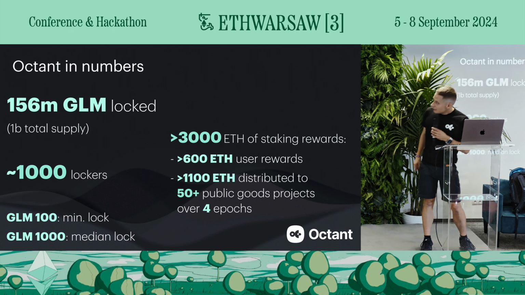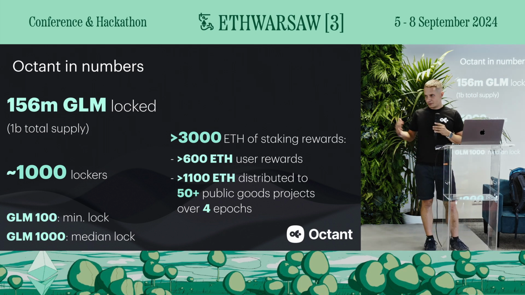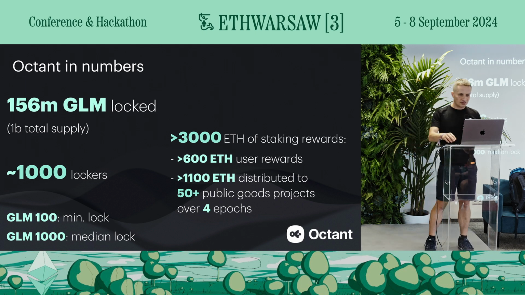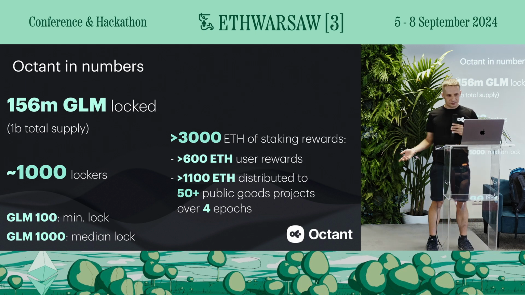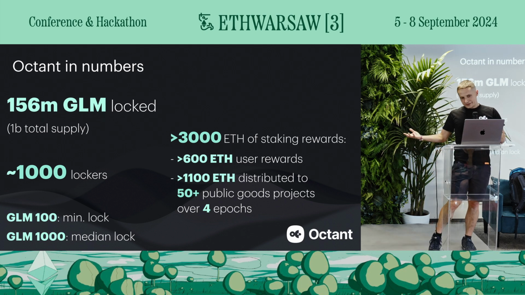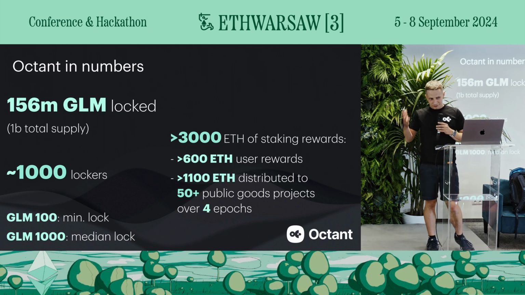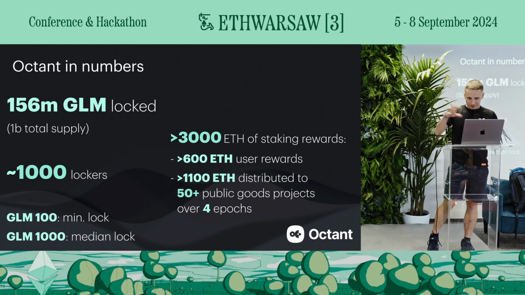Over 1 year, our staking operations resulted in more than 3,000 ETH of staking rewards. About 600 of these were claimed by users as rewards for participating in Octant governance. More than 1,100 ETH was distributed to over 50 public good projects. So if we take today's exchange rate, it's almost $3 million that the Octant community distributed to fund various public goods.